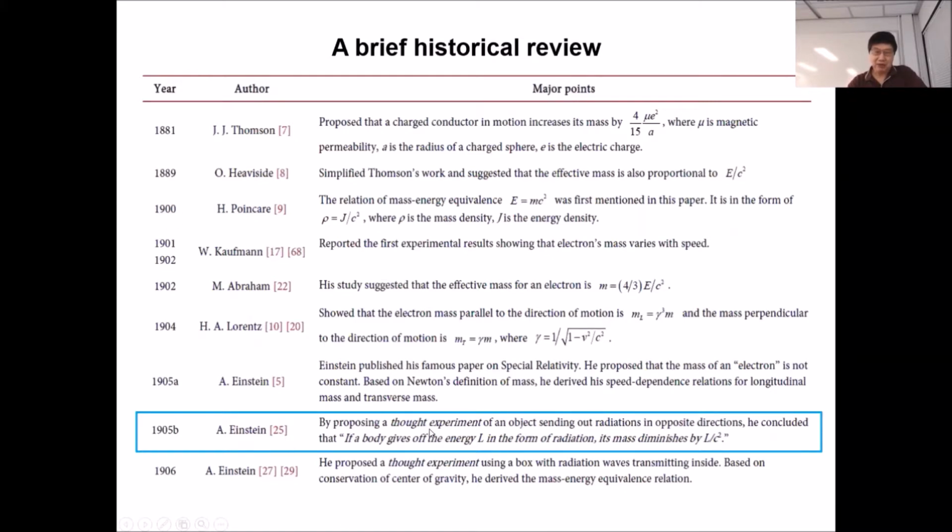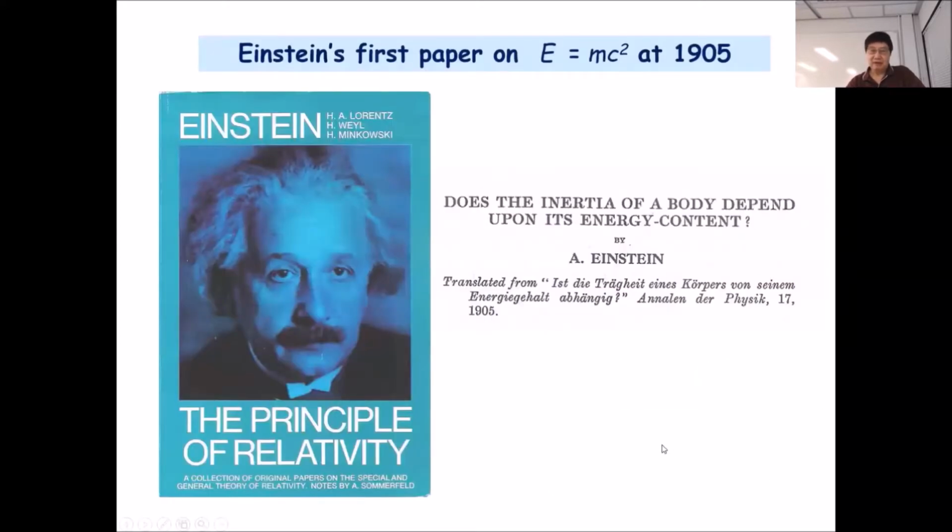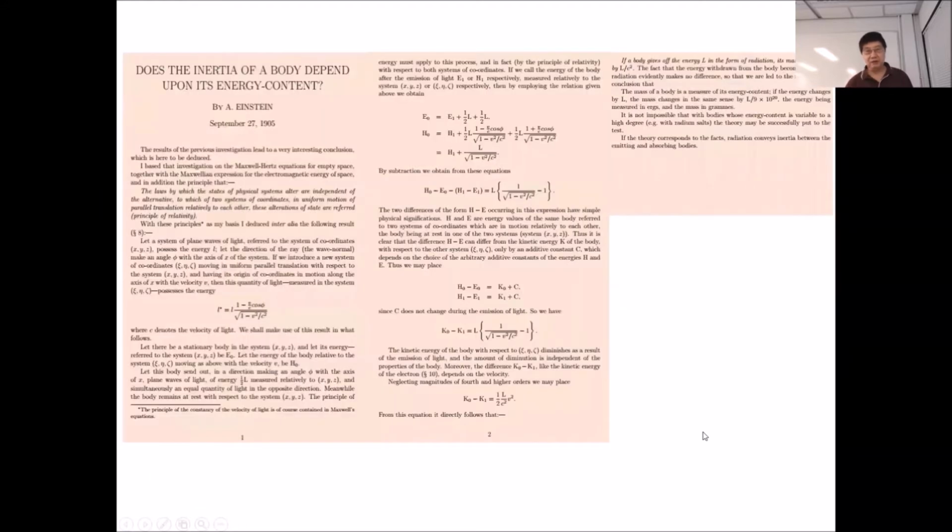After publishing his special relativity paper in 1905, in the same year Einstein also published a very short paper suggesting that mass and energy could be related. You can find it in most reference books on relativity. The English translation of the title of this paper is "Does the inertia of a body depend upon its energy content?" This paper is only a little more than 2 pages long. It's a very, very short paper, with a very simple argument. So that was the first paper published by Einstein on E equals mc squared.